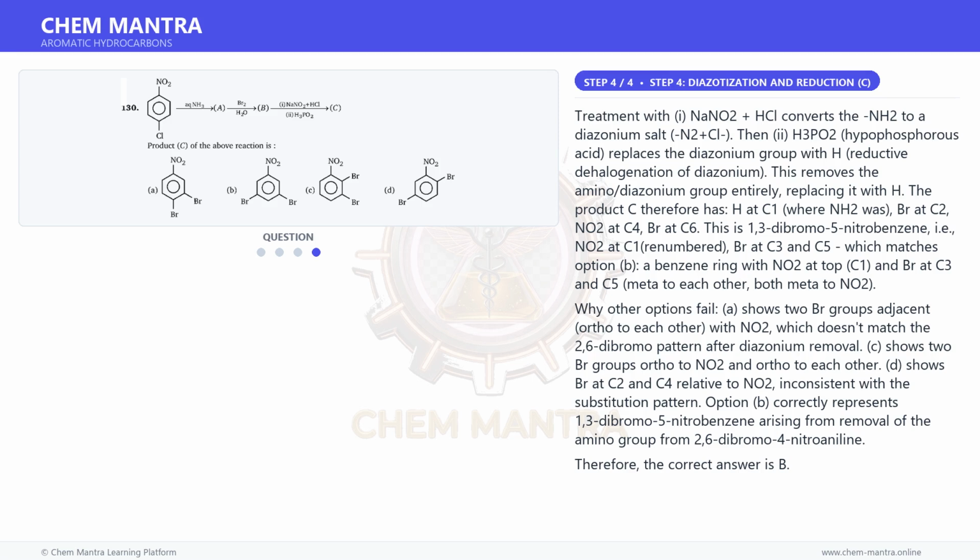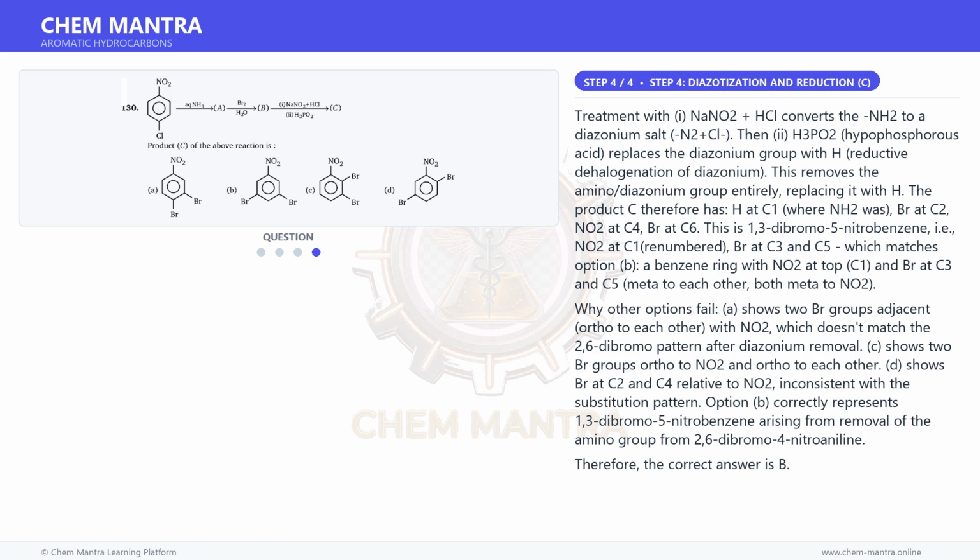Cl. Then, H3PO2, hypophosphorous acid, replaces the diazonium group with H, a reductive removal of the diazonium. This removes the amino diazonium group entirely, replacing it with H. The product C therefore has H at C1, where NH2 was, Br at C2, NO2 at C4, Br at C6.